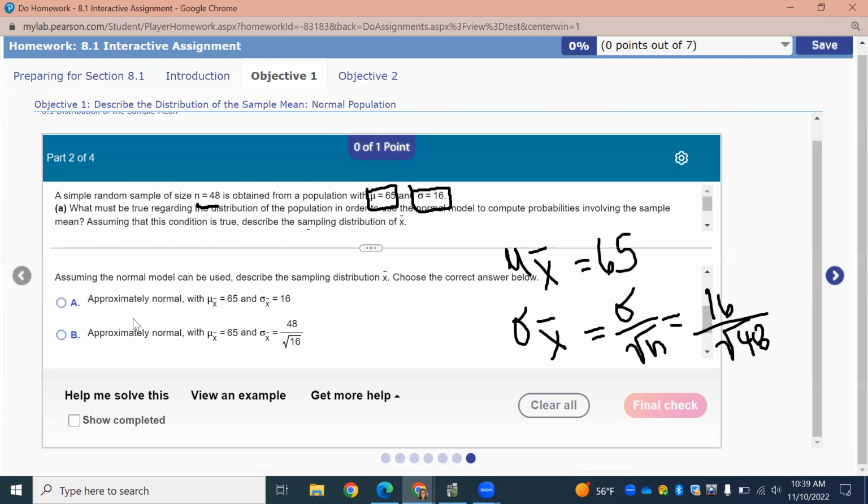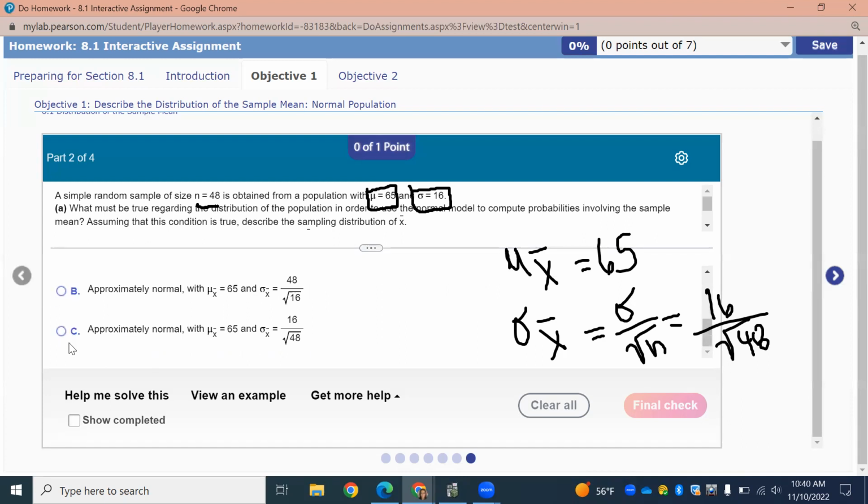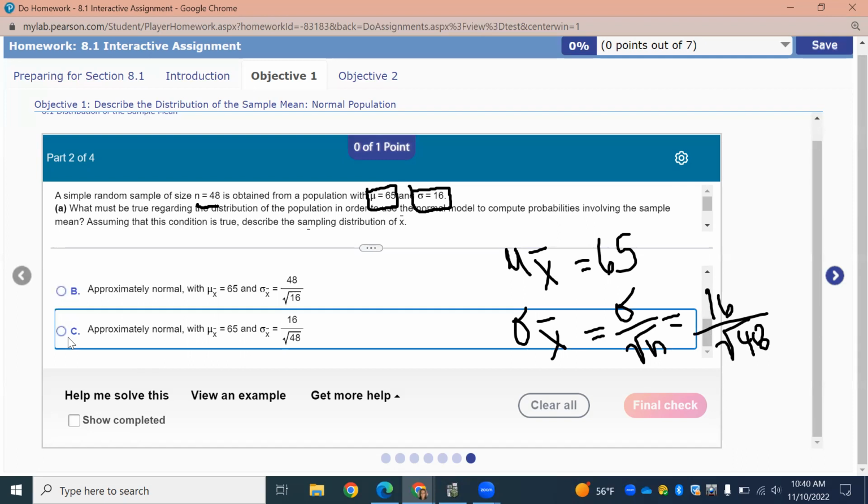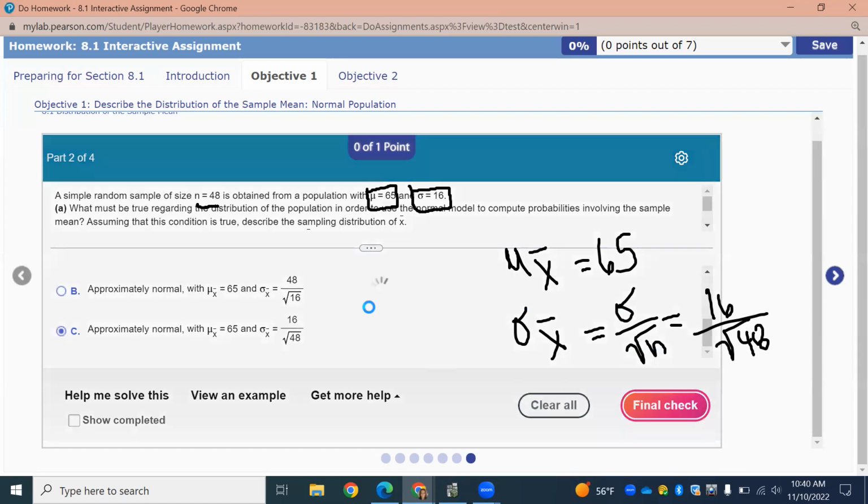Okay, so A, approximately normal, the mean and standard deviation are the same. No. B, approximately normal, the mean is 65 and the standard deviation is 48 divided by the square root of 16. Close, but backwards. C is approximately normal, the mean is 65 and the standard deviation of the sampling distribution is 16 over the square root of 48. I think that's the winner here.